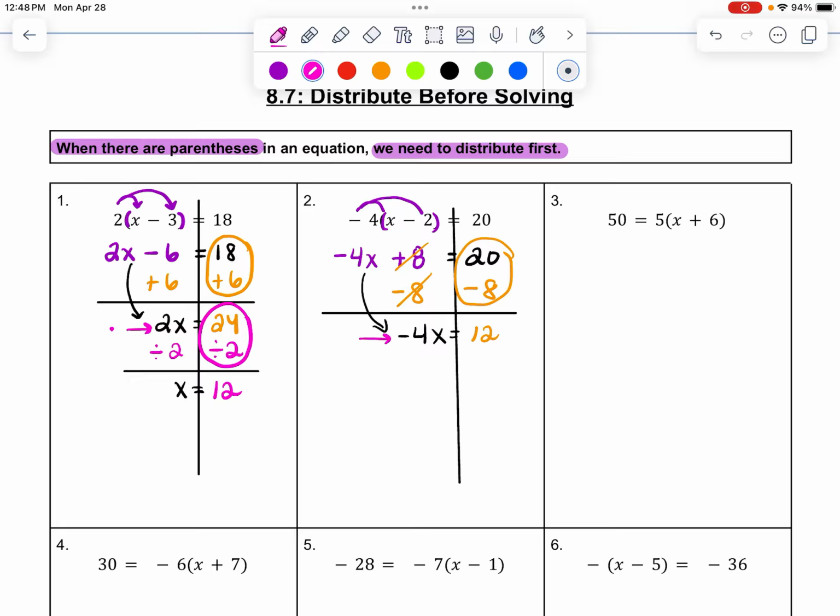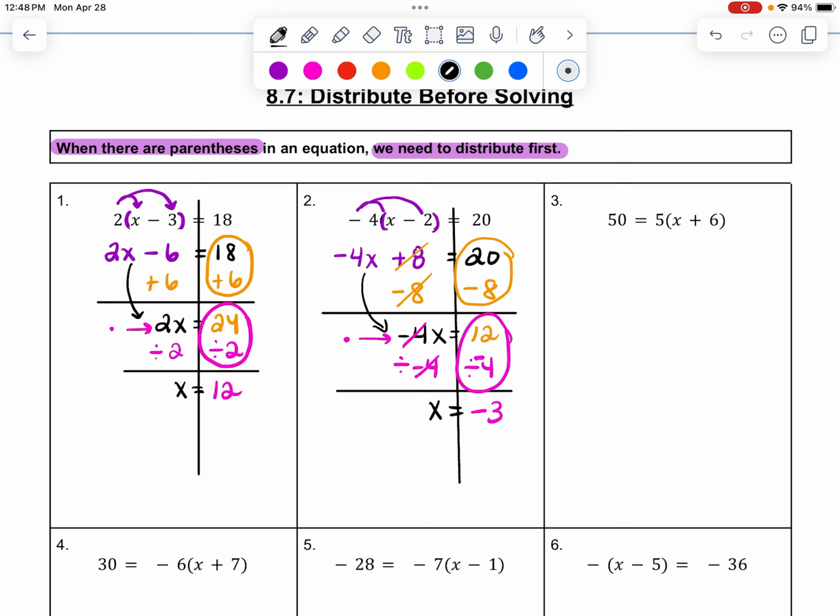Now, when we see this, we're going to remember that this is a multiplication problem. So we're going to divide by negative 4 in order to get x by itself. That means that the negative 4's cancel, and so we have x, and 12 divided by negative 4 is negative 3.